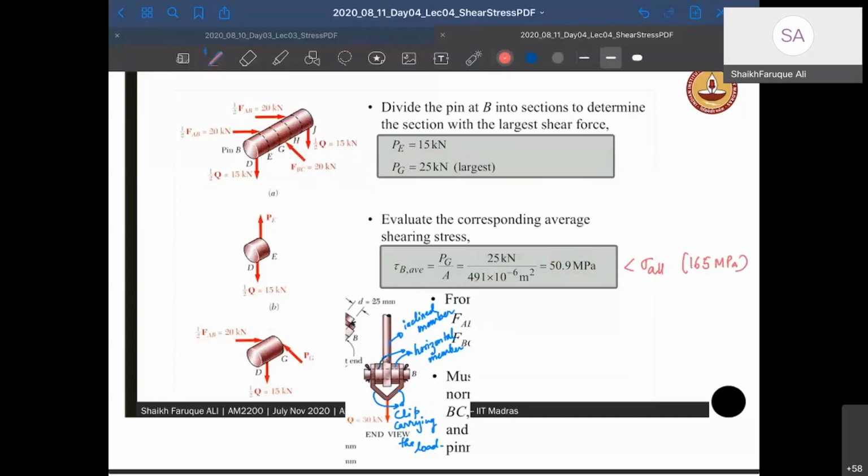So what you have to do is take sections at every step and see where the maximum force is acting. Since it's symmetric, the section here will have the same force as the section here, right? So this one doesn't matter. This actually is 50, and that's why it has come out to 25, half and half, right? So this has to be 50.